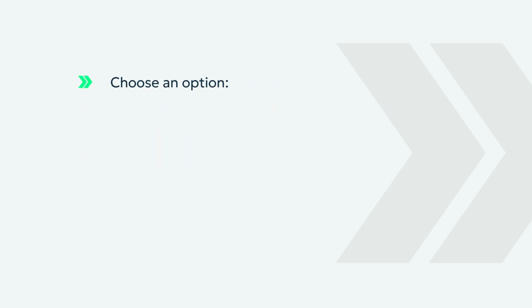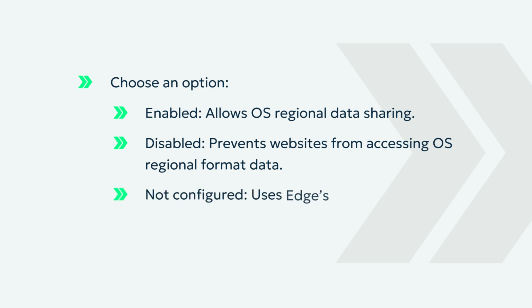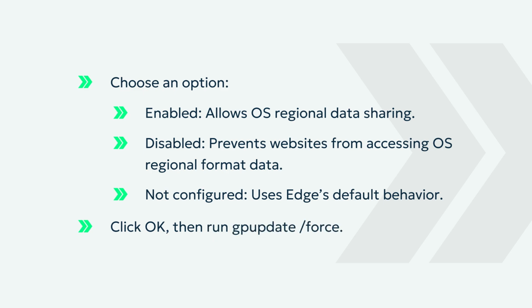Set it to one of these. Enabled allows OS regional data sharing. Disabled prevents websites from accessing OS regional format data. Not configured reverts to Edge's default behavior. Click OK, then open Command Prompt and run gpupdate /force to apply the changes.